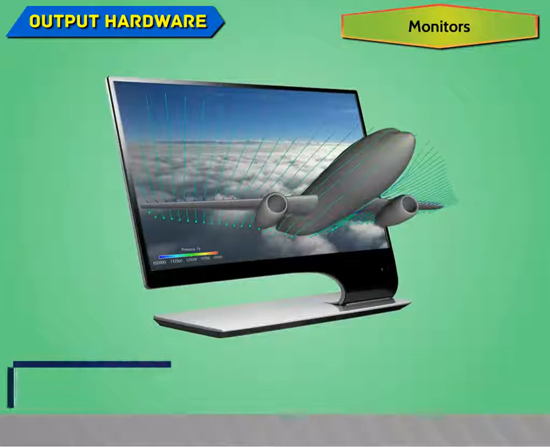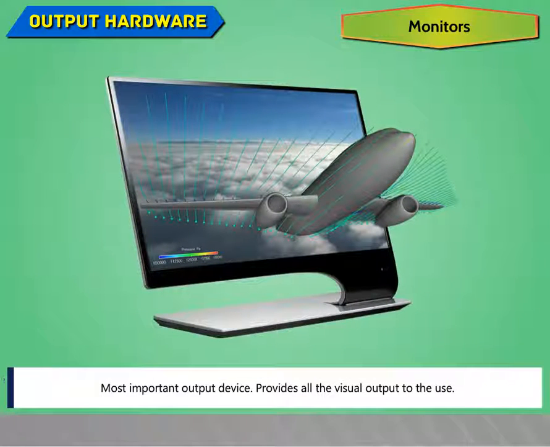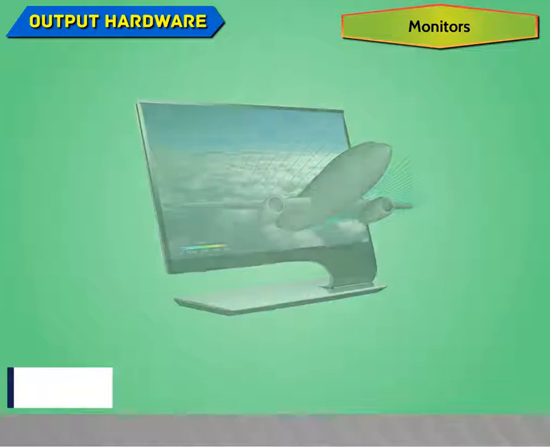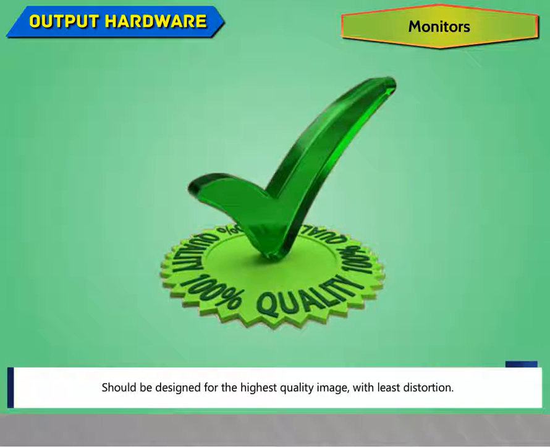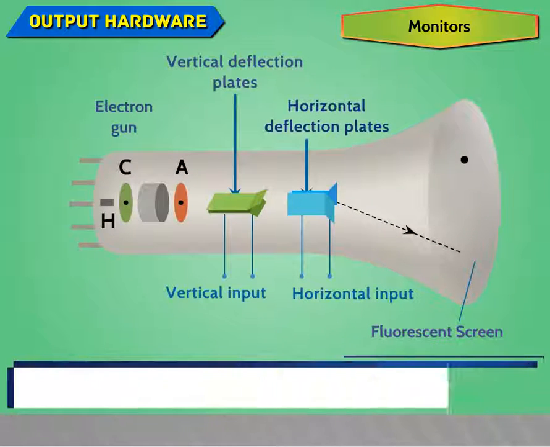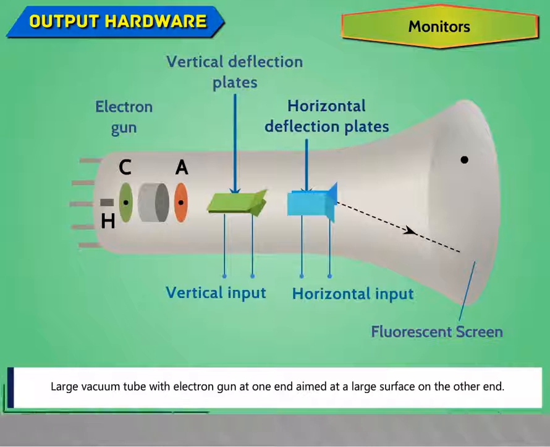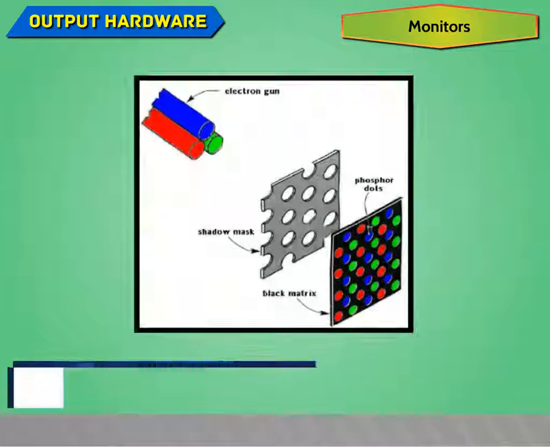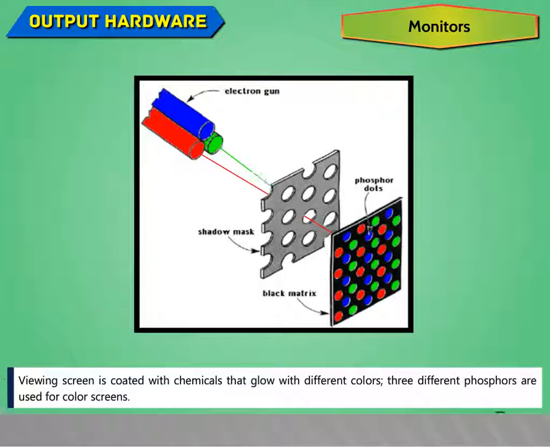Monitors. Most important output device, provides all the visual output to the user. Should be designed for the highest quality image with the least distortion. Large vacuum tube with electron gun at one end aimed at a large surface on the other end. Viewing screen is coated with chemicals that glow with different colors. Three different phosphors are used for color screens.